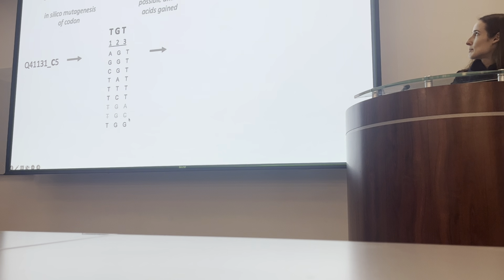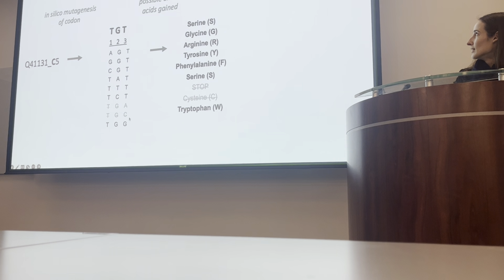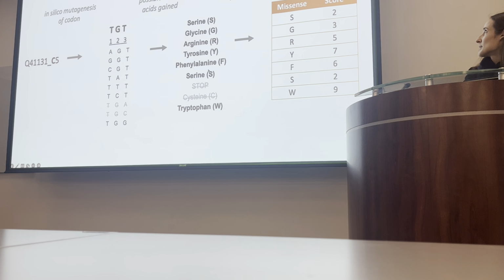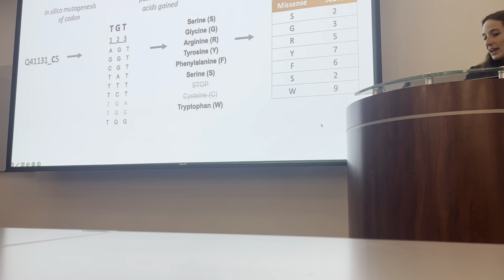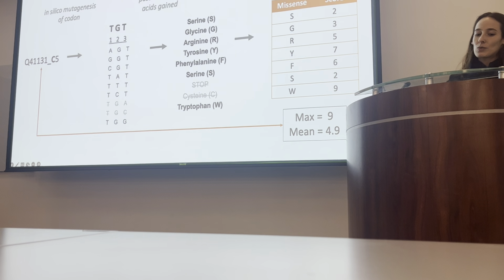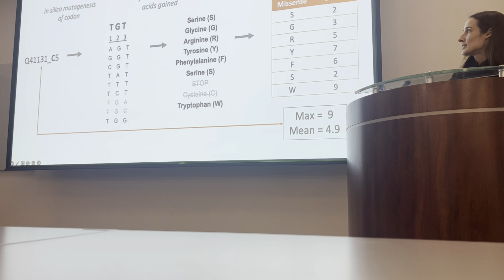Then, what are the possible amino acid changes? These are shown here, and we did not include the stop codon or nonsense mutation, or the silent mutation, so just changing from cysteine to cysteine. So we're only focused on missense. And then we score these missense variants, and taking the max or the mean, we connect that back to the original cysteine position.